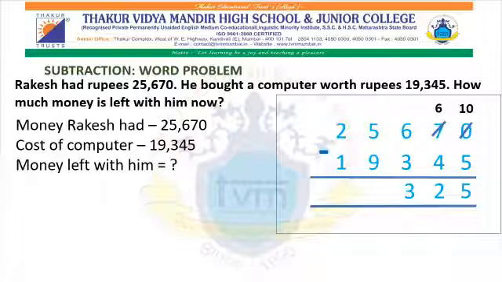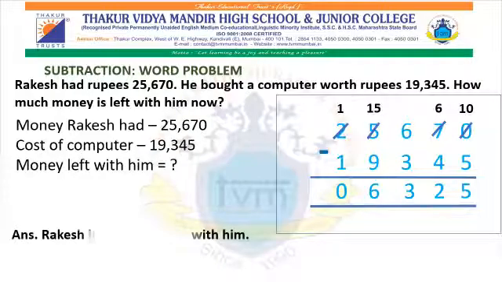Now the next number is 5 minus 9. This is not possible. So again we are going to borrow from the left hand side number. That means 5 will become 15 and 2 will become 1. So 15 minus 9 is 6 and 1 minus 1 is 0. Students, in this way you are going to carry out the subtraction sums. And let us now write down the final answer. The final answer is Rakesh had rupees 6,325 left with him.